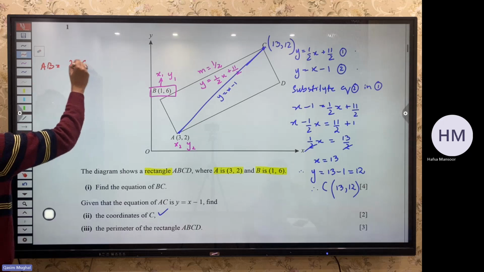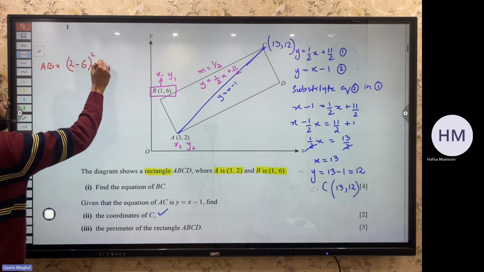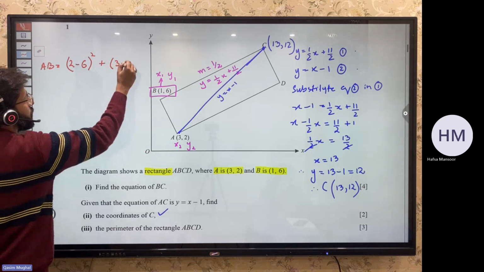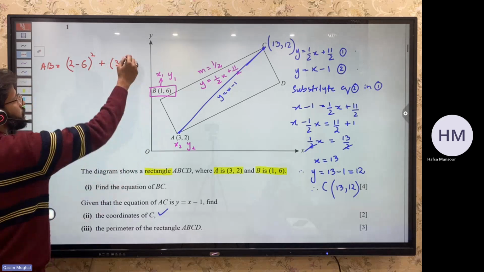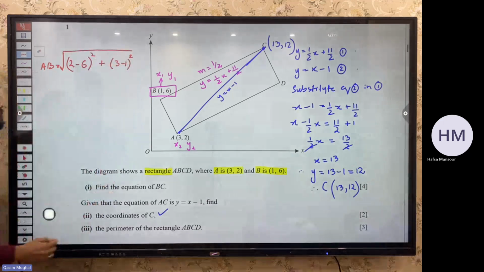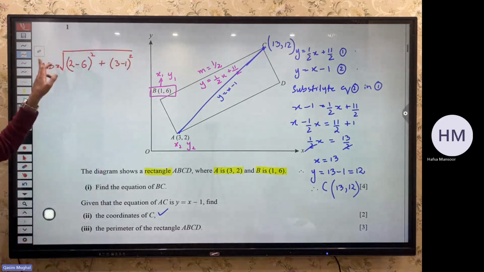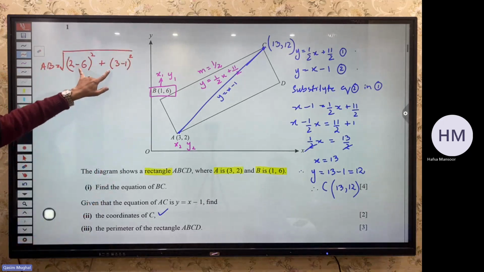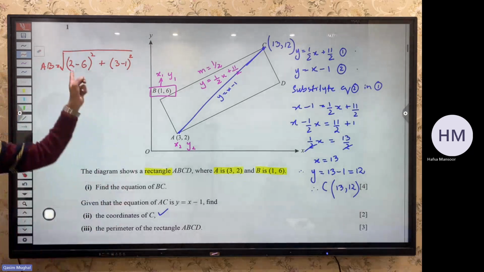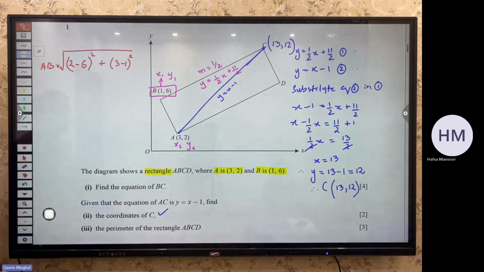2 minus 6 whole squared, plus 3 minus 1, that is x2 minus x1, 3 minus 1 whole squared, and then the square root. We cannot cancel out these squares with the root because these are two terms. We will only cancel out the squares with the root if there are factors inside.